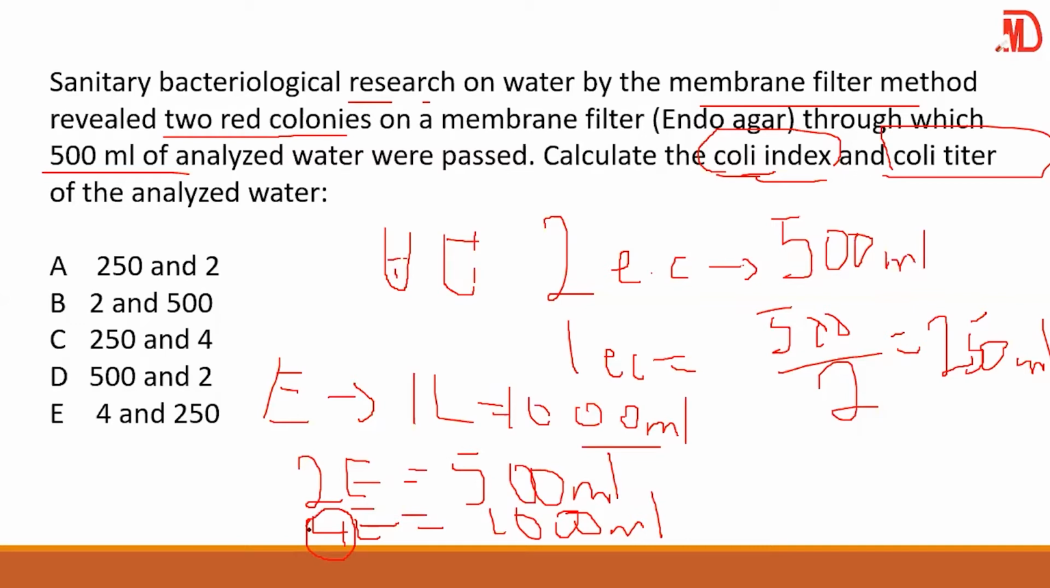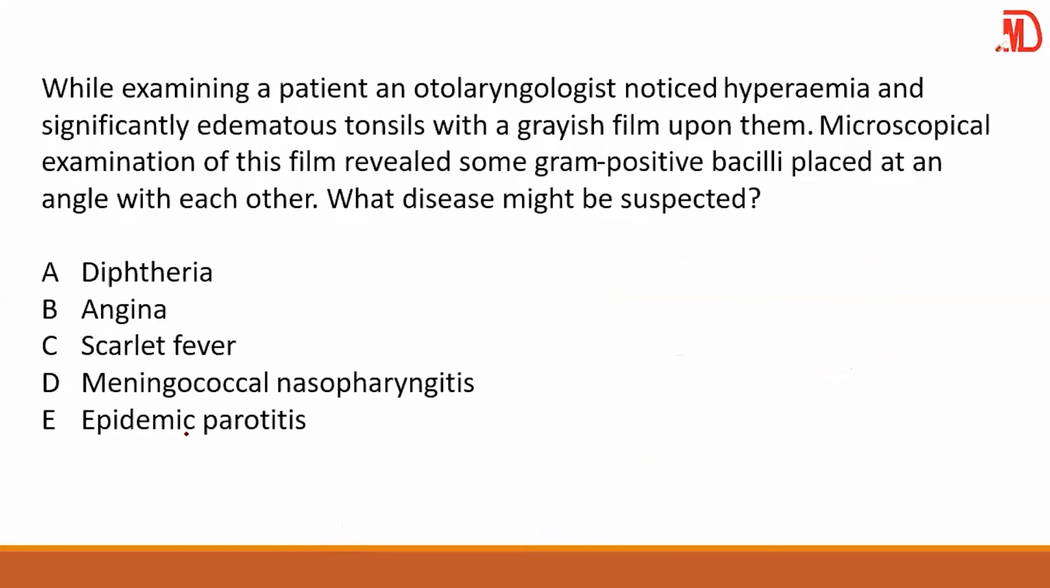So in a nutshell, the coli index is 4, whilst the coli titer is 250. As simple as ABCD. So again, over here, your answer will be E, 4 and then 250, where 4 represents the coli index and 250 represents the coli titer. So the answer is E. I have to take a conclusion for you guys so that in case Krok brings different values, you wouldn't be found wanting.